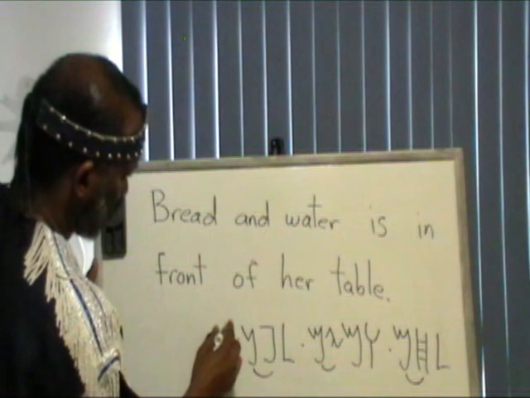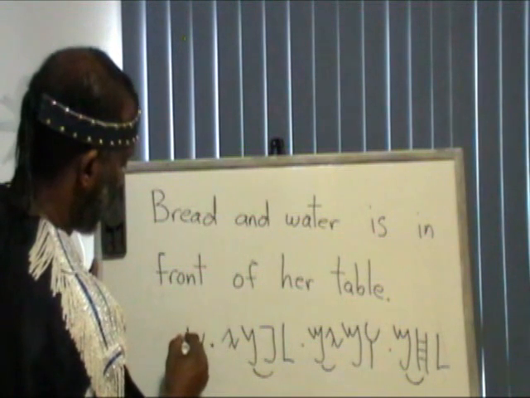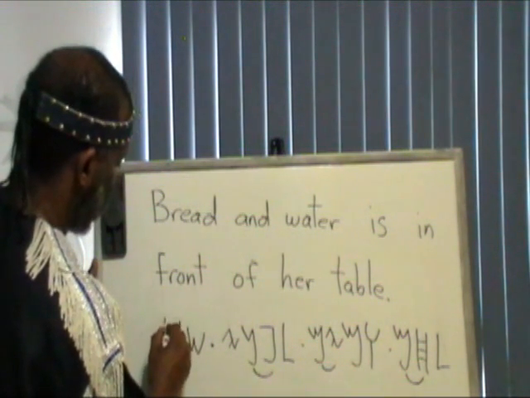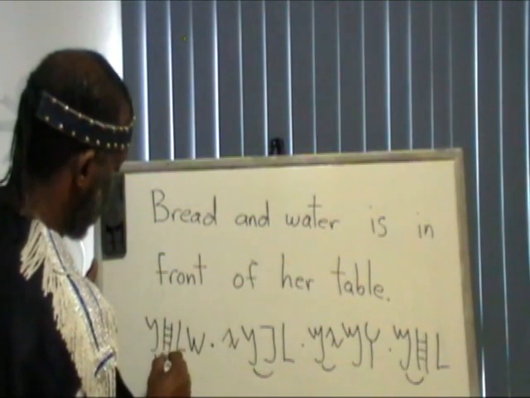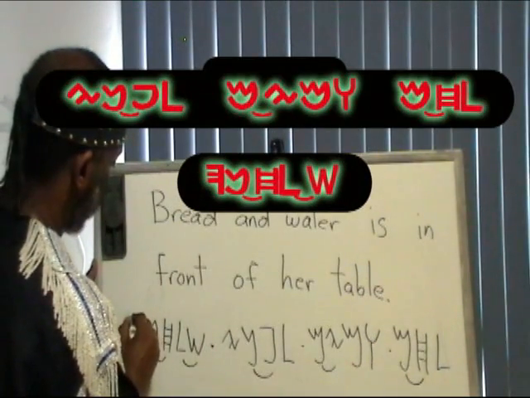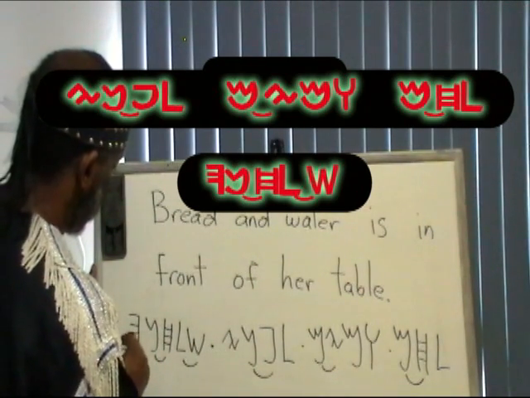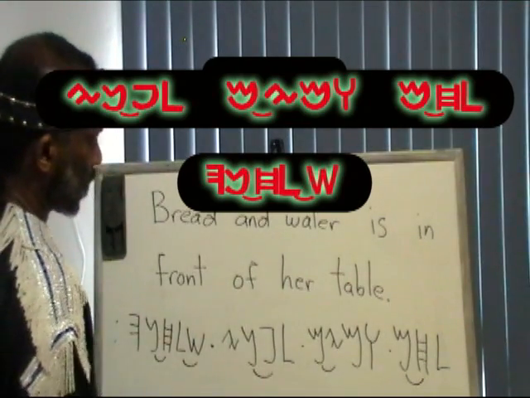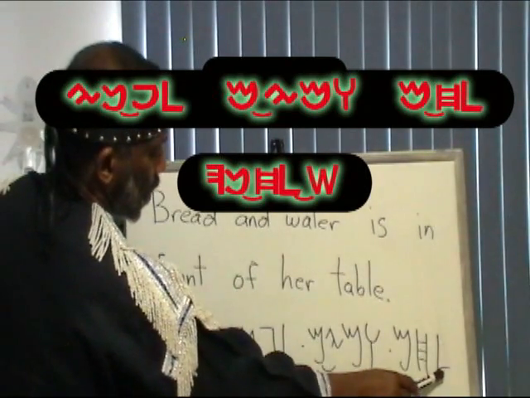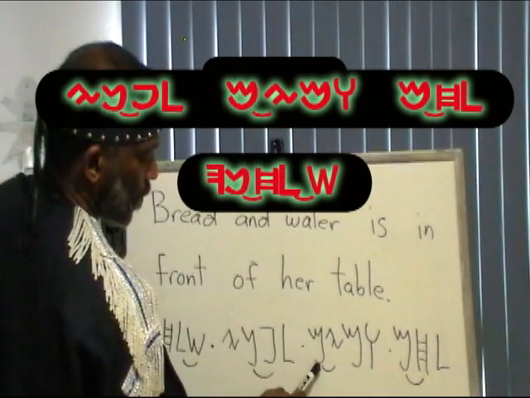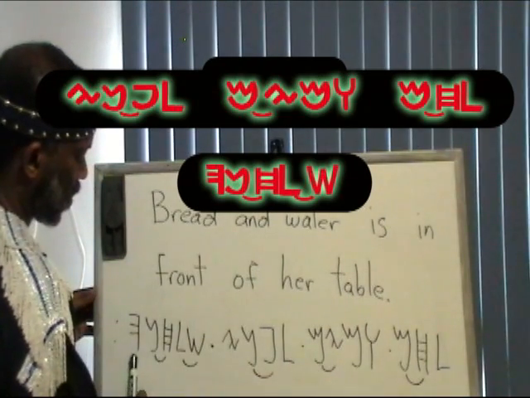Possessive pronoun here. So table is shalkhan. And her, the possessive adjective pronoun, is ha. So here we have it. Bread and water is in front of her table. Lacham, which is bread, wa mayam, bread and water, lapanya, in front of, shalkhan, table, ha, her, or her table.